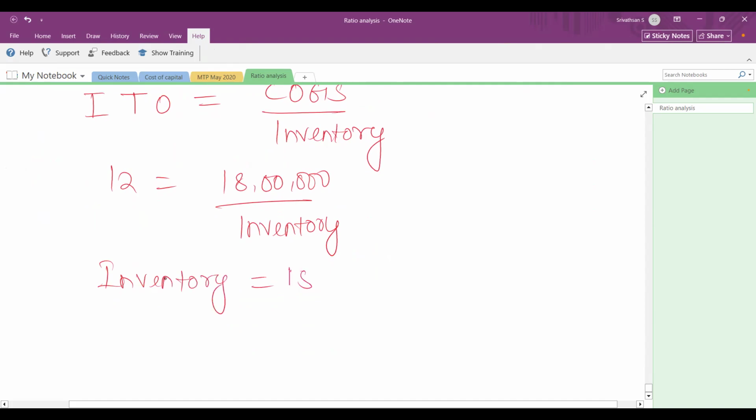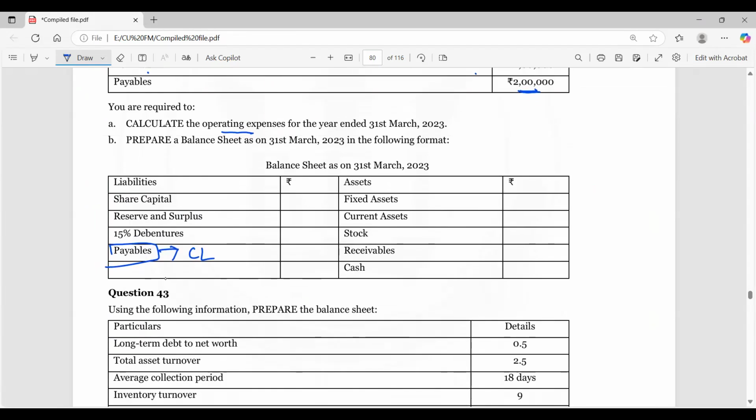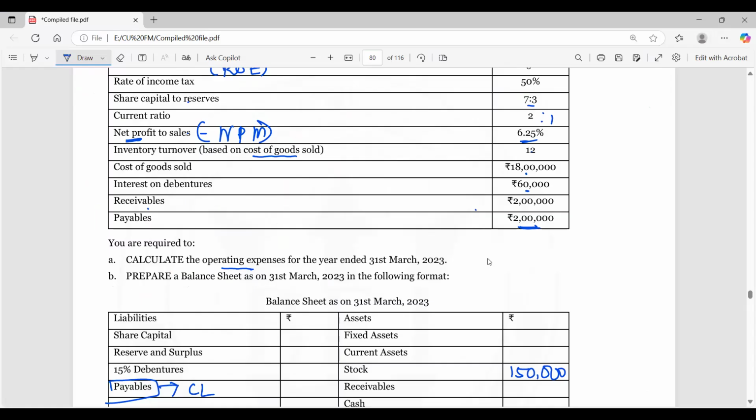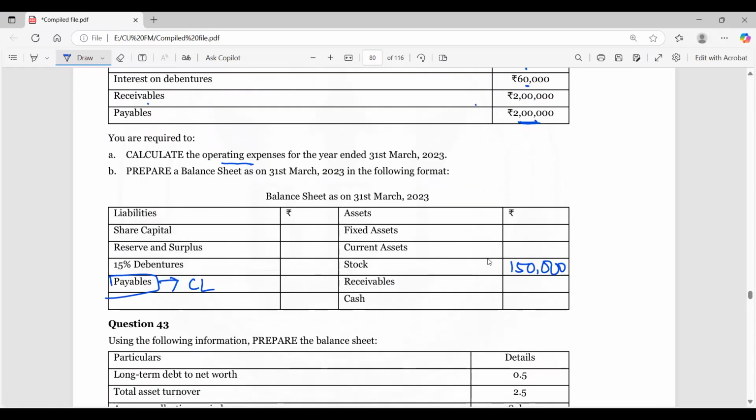Here we cannot calculate average. 1,50,000 is the amount of inventory, so we can put it over here where stocks 1,50,000. Next, what can we calculate? Receivables is directly given, so we can write it as 2 lakhs.